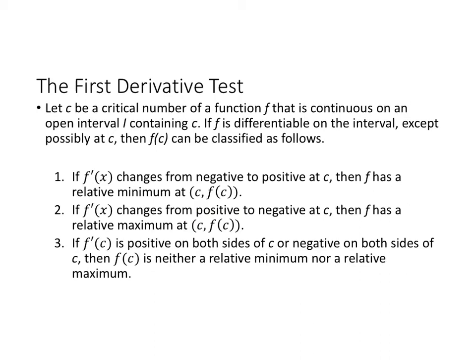Why is that? Well, if we go from negative to positive, we're going to have a minimum. It's a low spot. If the derivative changes from positive to negative, we're going to have a high spot, a maximum. But if it's the same sign on both sides of c, whether it's positive or negative, we'll have neither a relative minimum nor a relative maximum. Something weird's going on there, something that's important, but it's just not an extremum.